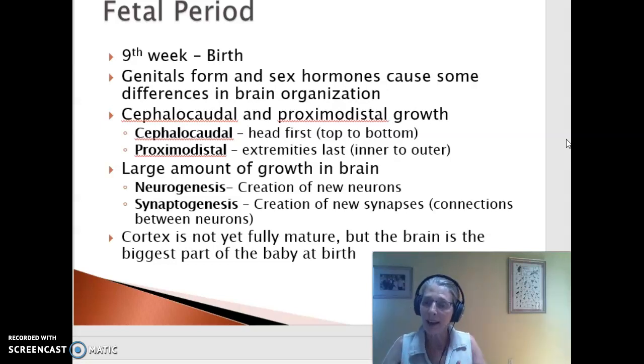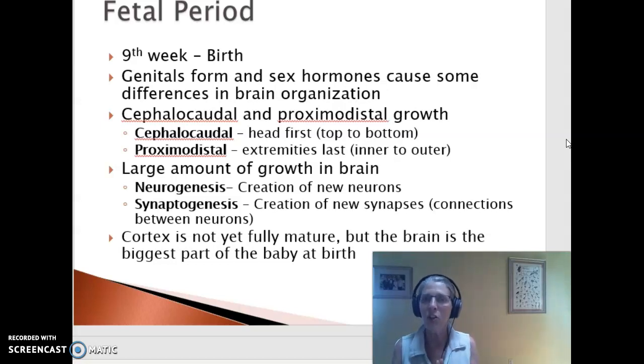And actually, we have neurogenesis throughout our lifespan. For a long time, it was thought that we only had new brain cells before we were born, but that has been proven not to be true. We can develop new brain cells, new neurons throughout life. But during development as a fetus, quite a bit of neurogenesis.